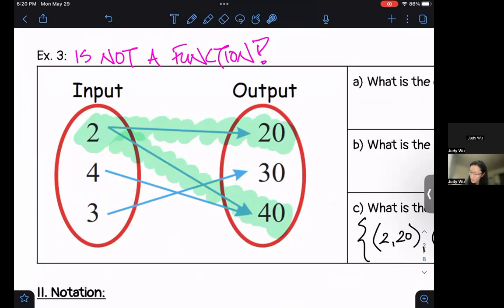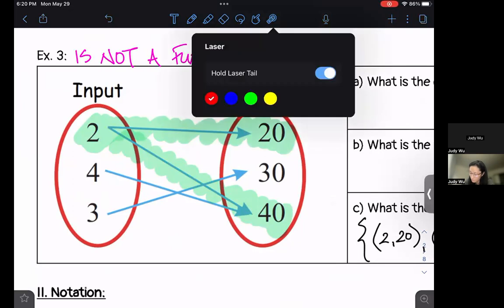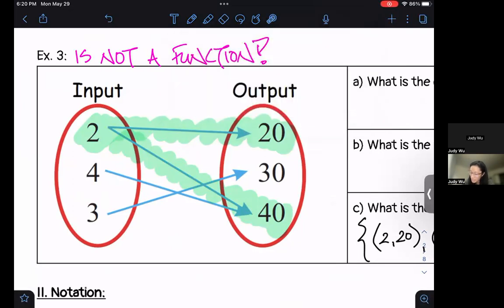Right? Now, one thing that we could do, if we made 2 not go to 20, it only went to 40. 2 only goes to 40 now. That would be fine. This would make example 3 a function, okay? Simple change, but that's the difference between a relation and a function.